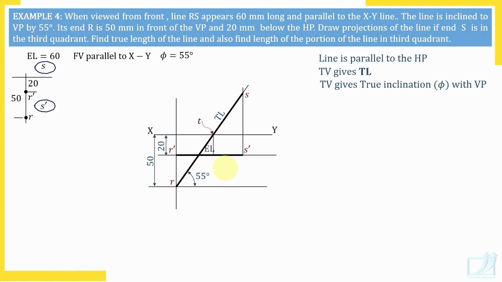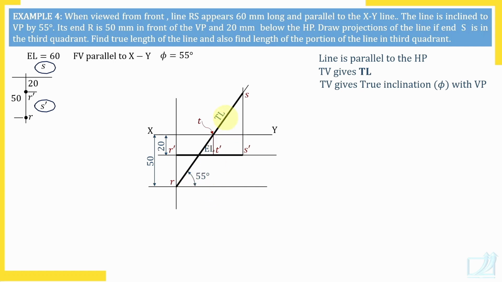So draw a vertical line through T. That means the projector of point T, and you will get T dash. Remember R dash S dash is front view of the line. Front view of line means front views of all points on the line. So front view of point T is also here. Now what is special about this point T? Try to understand. This is the point where the line intersects VP and enters into the other quadrant.